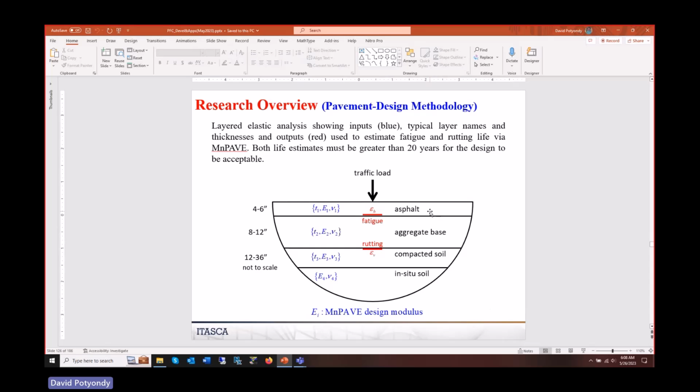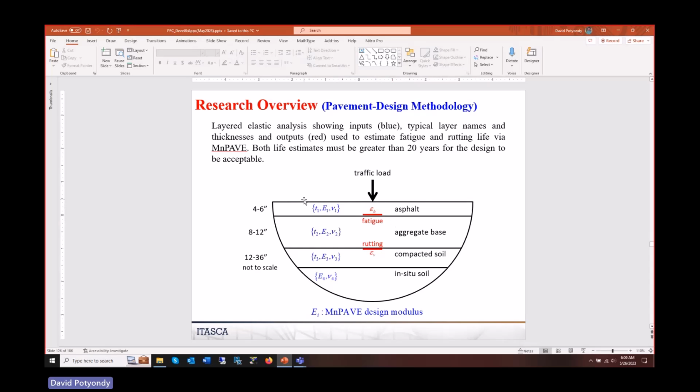And what you have is an infinite half space with the traffic load, and this is an elastic analysis. And what you have are layers, and each layer has a thickness, a Young's modulus, and a Poisson ratio. And these are the failure mechanisms.